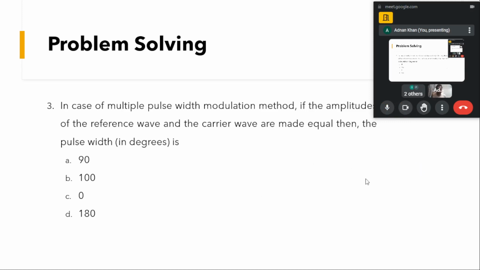Okay, continuing, now we move to question number 3. The question is: in case of a multi-pulse width modulation method, if the amplitude of the reference wave and the carrier wave are made equal, then the pulse width in degrees is A) 90, B) 100, C) 0 and D) 180. Can any one of you answer this? Then we'll see what the correct option is. Anyone there? Some of you are saying C. Any other answers?